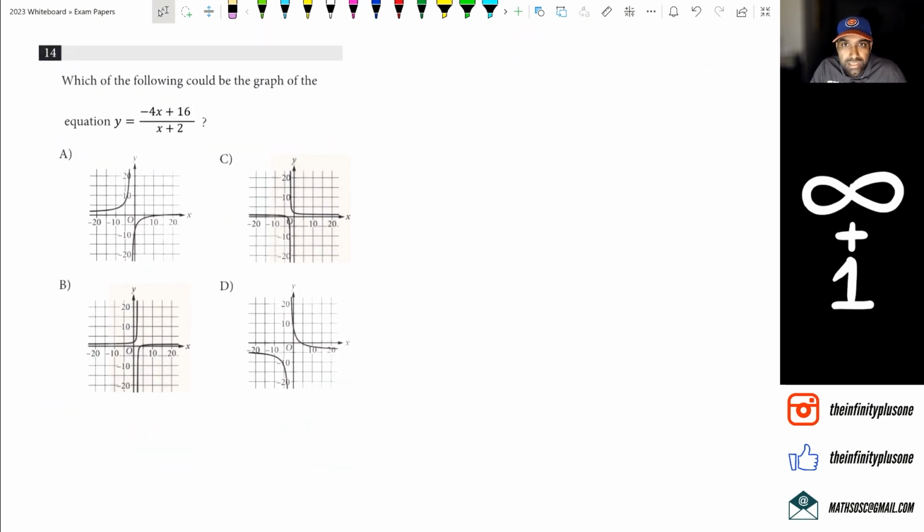All right, question 14. With these graphs, the first thing I do is look at the denominator, guys. The denominator is x plus 2, right? Now x plus 2 cannot equal 0. So for example, if x plus 2 is equal to 0, that means x is equal to minus 2. What this generally means is that you can't have x equal to minus 2, because then the denominator would become 0, and it doesn't exist.